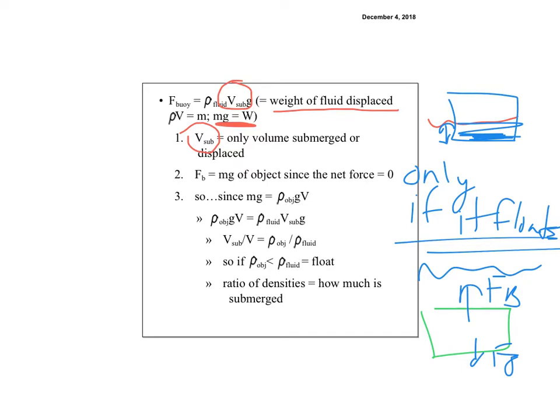But now you have this thing called apparent weight, and you can subtract to figure out what the apparent weight was, and what you would read, but it's definitely not equal. So make sure you realize that it's only if it floats that FB is equal to mg of the object.